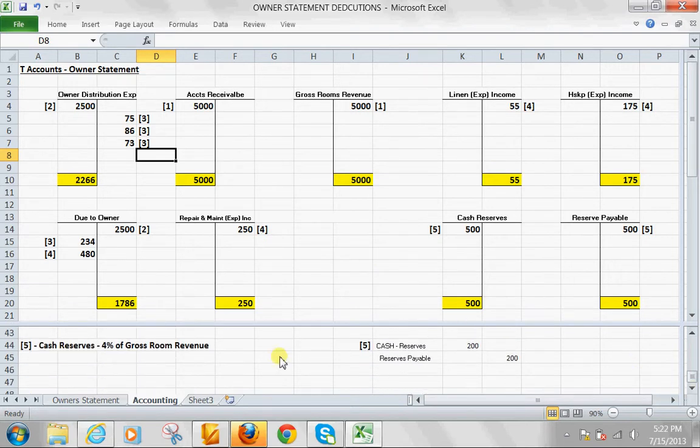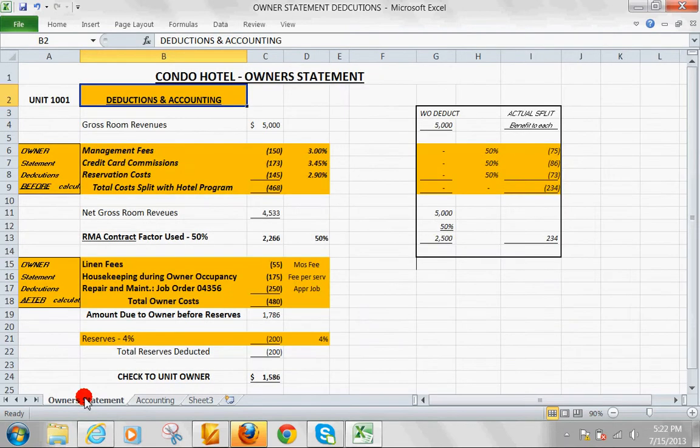Finally, we have the cash reserves that are deducted of $200, and you can see 500 is, oh, that should be 200, excuse me. So cash reserves of 200 are established specifically for that owner, and then until they are used, they are recorded as either an advance payment or a payable to that owner. Now, you can see that we now have the owner distribution totaling $2,266. That would be the total amount right here, the amount that is distributed before the owners have to pay those specific fees that come out of their pockets.